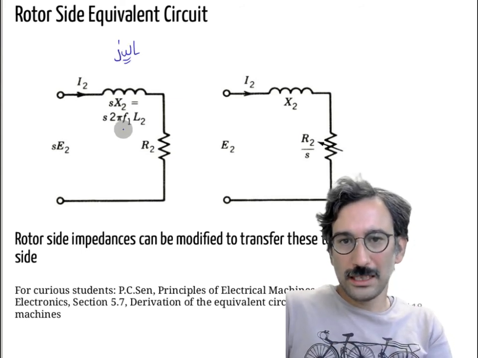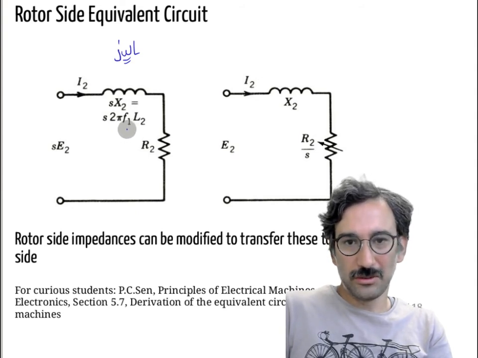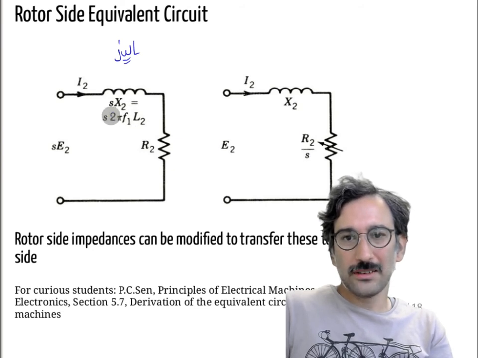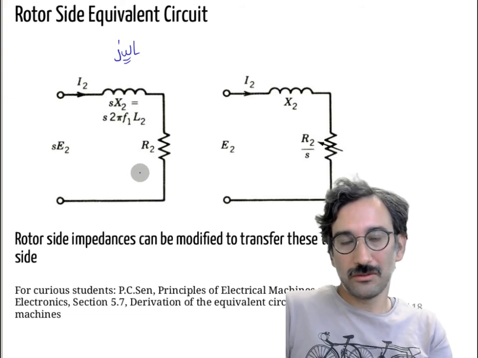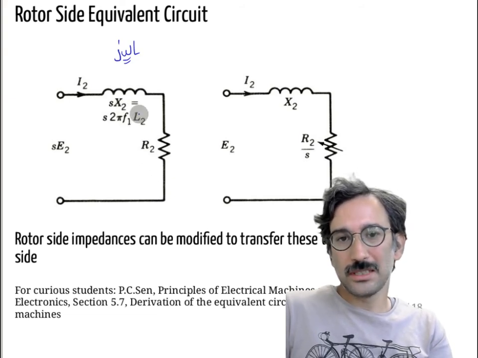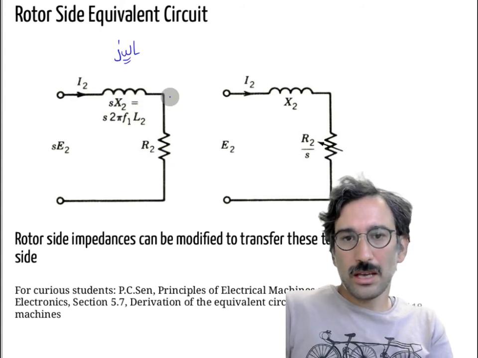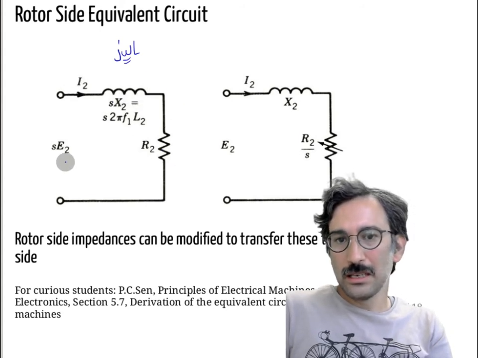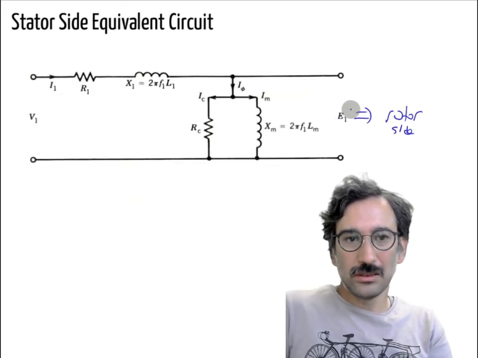Okay, so that F1 here is the main stator excitation frequency. In our case, let's say it's 50 hertz. Then I can write that inductance as 2 pi S F1 times L, where S F1 is equal to the rotor frequency, and L is the inductance, so it is S times X2. So now that is okay, but I want to link that one to the stator side.